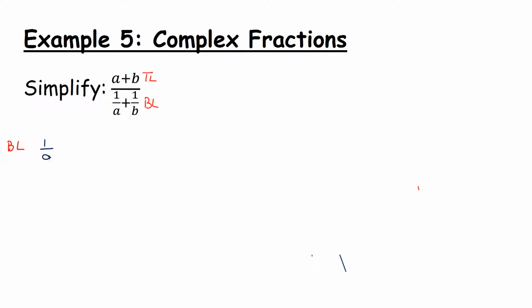We have 1 over a plus 1 over b. So we need to add these. So we're talking about common denominator, which is basically the lowest common multiple of a and b, and that is ab.